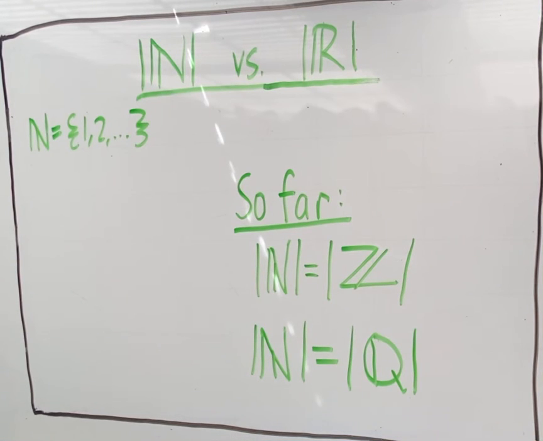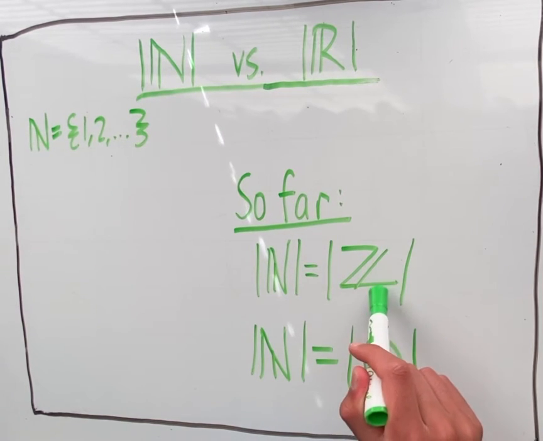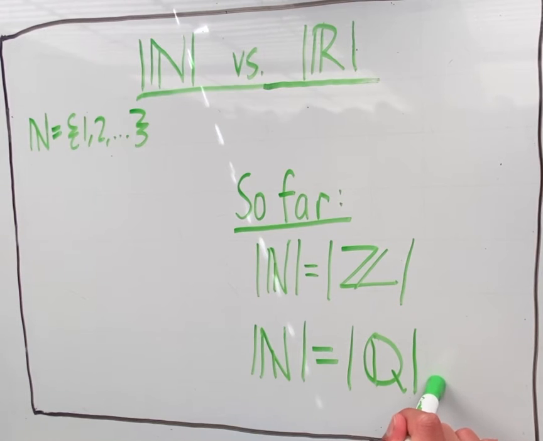So far in this video series, we have found that all of the infinities we've looked at are the same. We've shown that the cardinality of the natural numbers is the same as the cardinality of the integers, and that the cardinality of the naturals is the same as the cardinality of the rationals. This does in fact mean that the cardinality of the integers and the cardinality of the rationals is also the same.